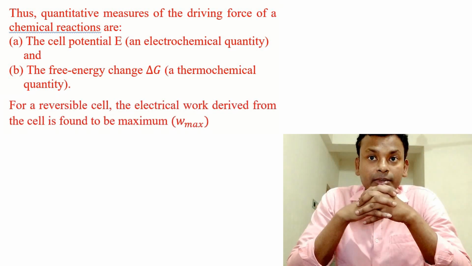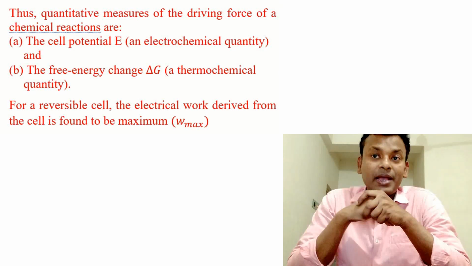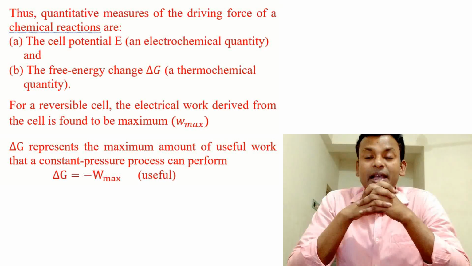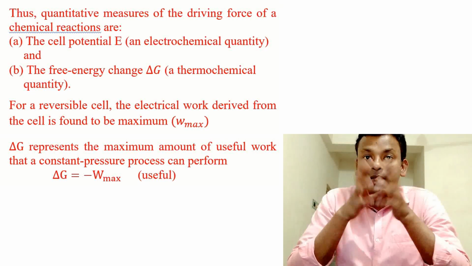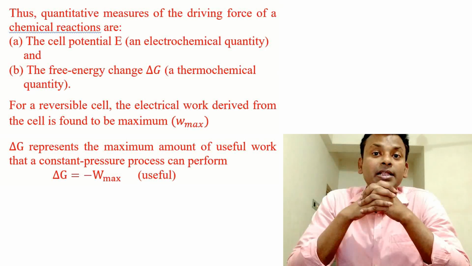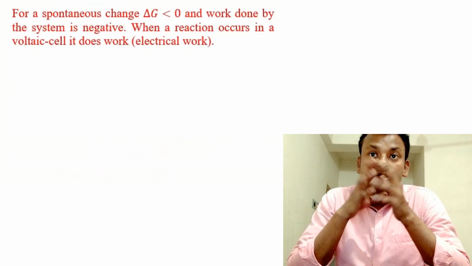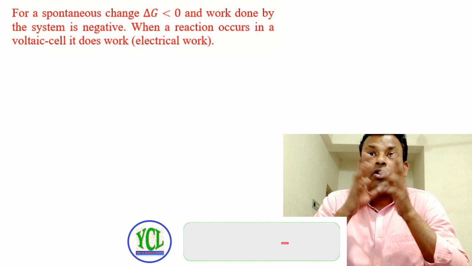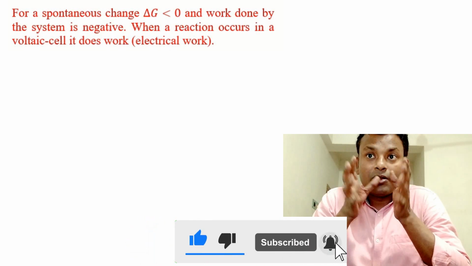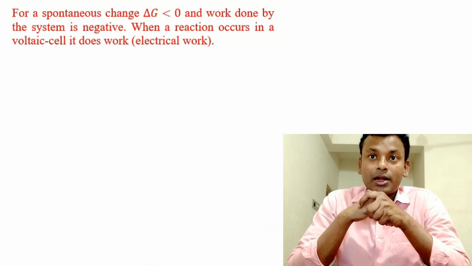For a reversible cell, the electrical work derived from the cell is found to be maximum, that is W max. Del G represents the maximum amount of useful work that a constant pressure process can perform, that is del G equals minus W max. For a spontaneous change del G is less than 0 and work done by the system is negative. When a reaction occurs in a voltaic cell, it does work, that is electrical work.